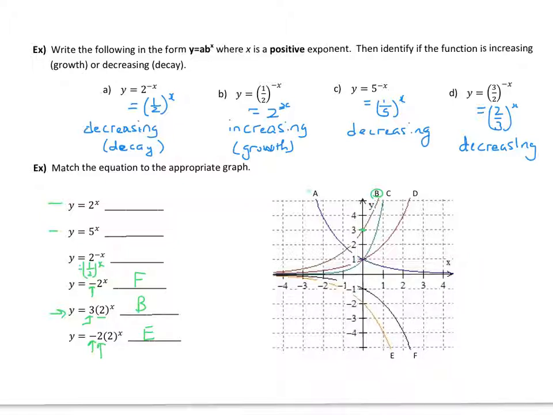The only decay one that we have is graph A, decay in terms of not being reflected, looking at it that way. And then to compare the 2 to the x and the 5 to the x, they're either going to be C or D, and since D has smaller growth or less quick growth than C does, its base is closer to 1. So this should be graph D, and the quicker growth should have a higher base. It's graph 5 to the x is graph C.